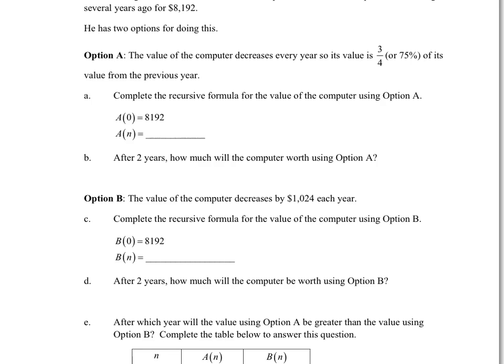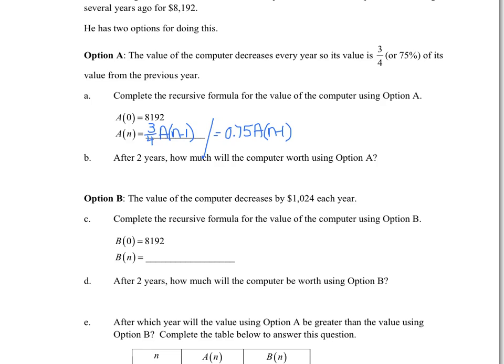So they give us our starting amount, A of 0 equals 8,192. And then we have to find A of n. And remember, we take our previous term and what we do to it. So if it's decreasing by 3/4, we'd either have 3/4 of A of n minus 1, which is our previous term, or we could have 0.75 times A of n minus 1. So either one of these works, they mean the same thing.